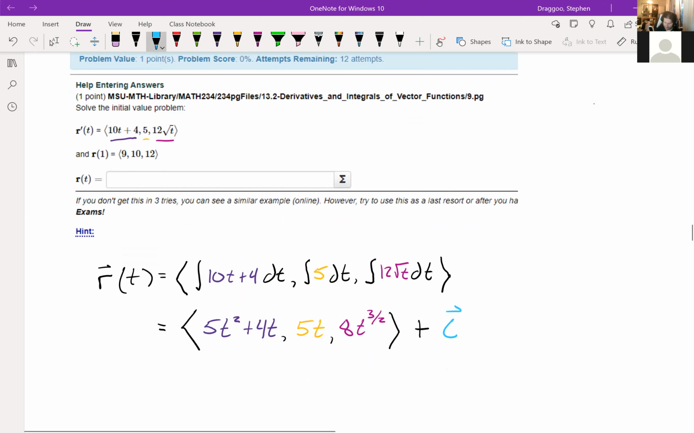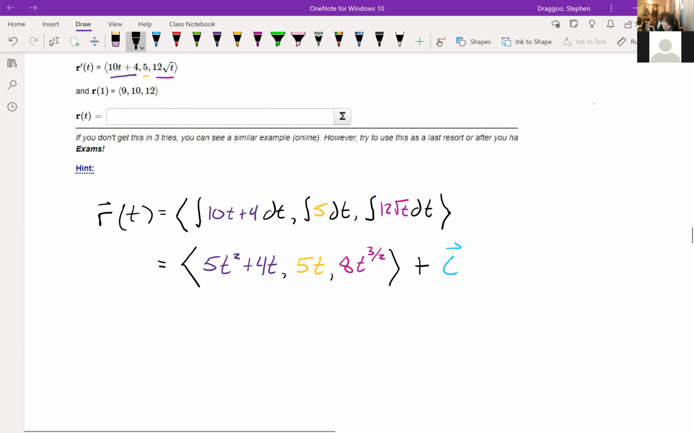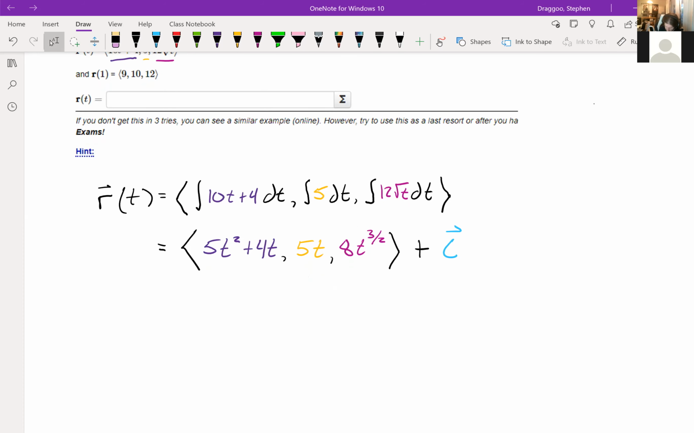Right, so back in Calc 1, whenever you take an indefinite integral, you have to add a constant term at the end. We just took 3 separate integrals, so we're going to need to add 3 separate constant terms, but I'm just writing it off to the right as a single constant vector that I'm going to need to add to this thing. And then that'll let us solve for this here shindig.